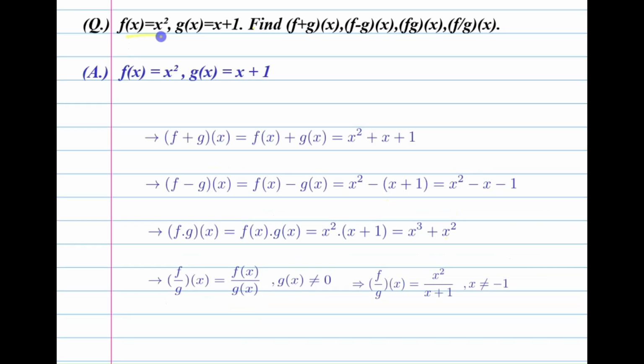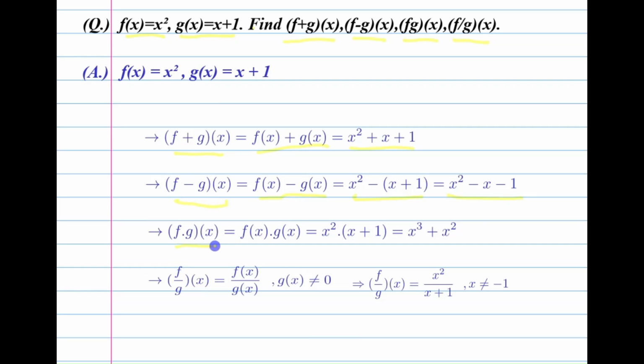f of x is x square and g of x is equal to x plus 1. We have to find f plus g of x, f minus g of x, f dot g of x, and f divided by g of x. So by definition, f plus g of x can be written as f of x plus g of x, which is equal to x square plus x plus 1. Similarly, f minus g of x can be written as f of x minus g of x, which equals x square minus (x plus 1) whole, which equals x square minus x minus 1.